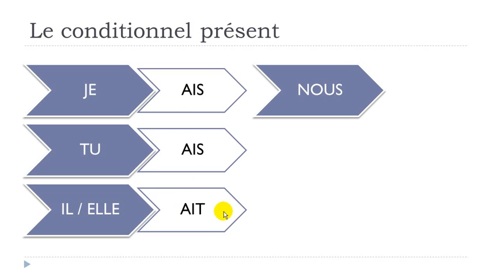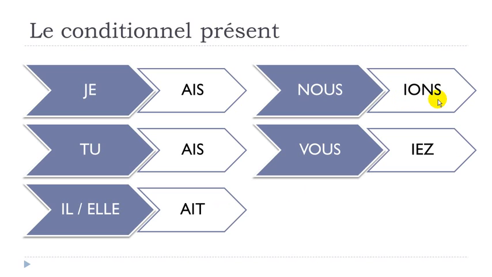So now let's see nous, and nous goes like I-O-N-S, okay, and it should be pronounced ion. Remember, final S is not pronounced. Ion, okay. Then for vous, it goes like I-E-Z, and it goes like ye, okay. Remember when you get this I before, it goes like ye, okay, ye.